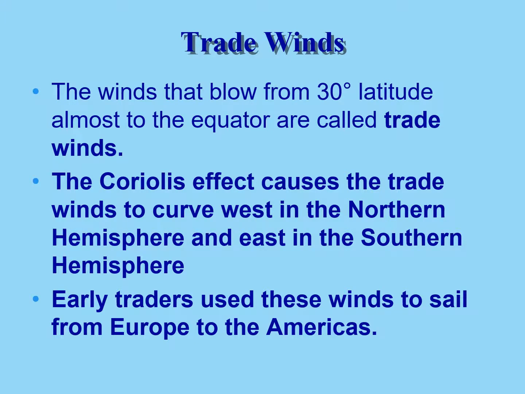Trade winds are winds that blow from 30 degrees latitude almost to the equator. They are called trade winds. The Coriolis effect causes the trade winds to curve west in the northern hemisphere and east in the southern hemisphere. Early traders used these winds to sail from Europe to the Americas.